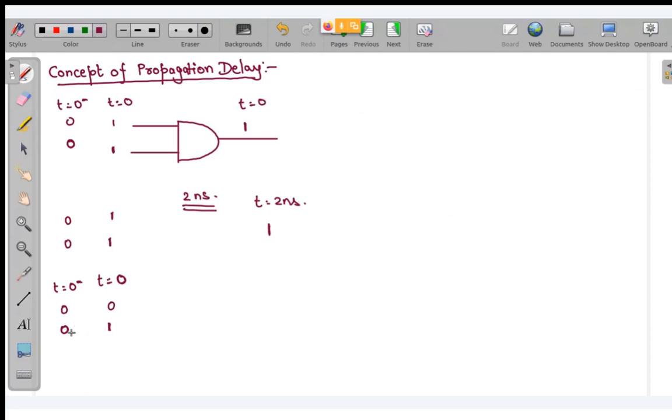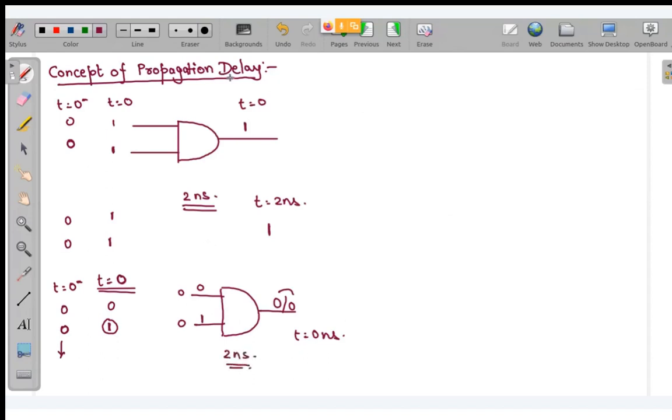So initially at 0 minus my output was 0, because if one or more inputs of an AND gate is 0, the output will be 0. At the 0th second there has been a transition in one of the inputs, from 0 to 1, the second input. Previously it was 0 0, now it is 0 1. But my output is not changing. This is a practical AND gate, and my output is still 0. So you are going to say that the output is stable at t equal to 0 only, even though this AND gate is non-ideal and has a delay of 2 nanoseconds.